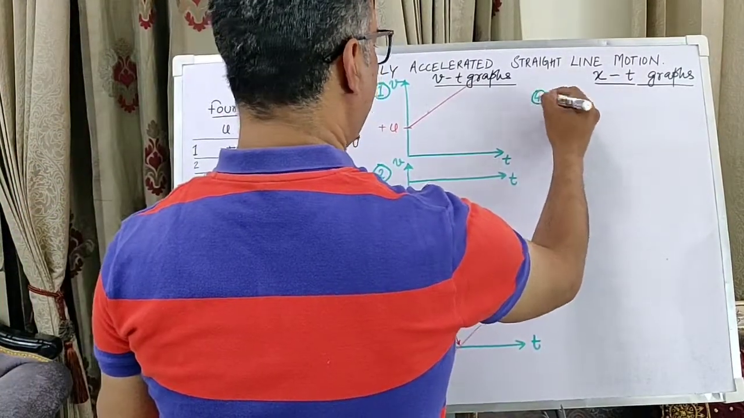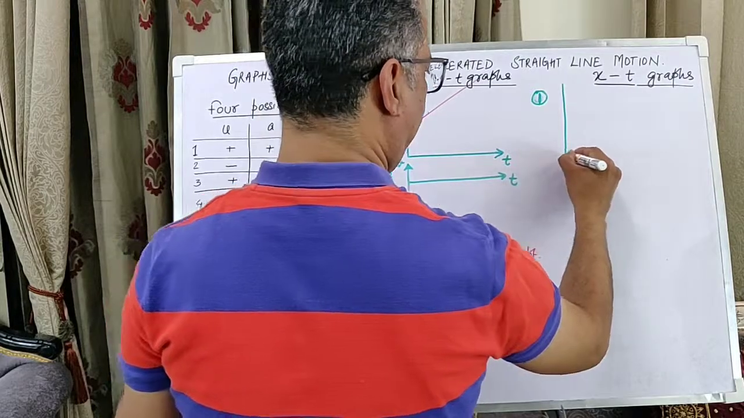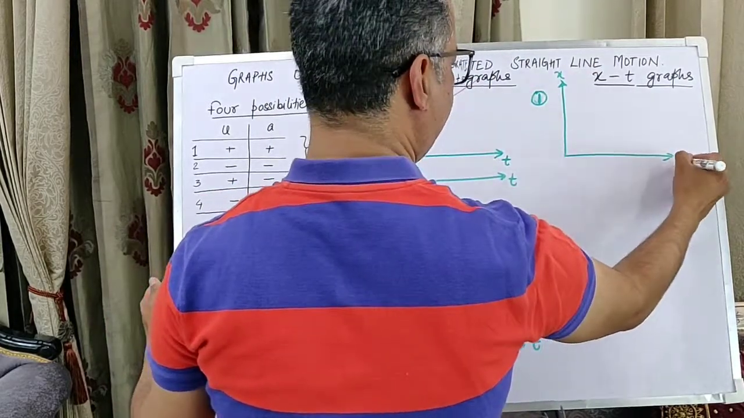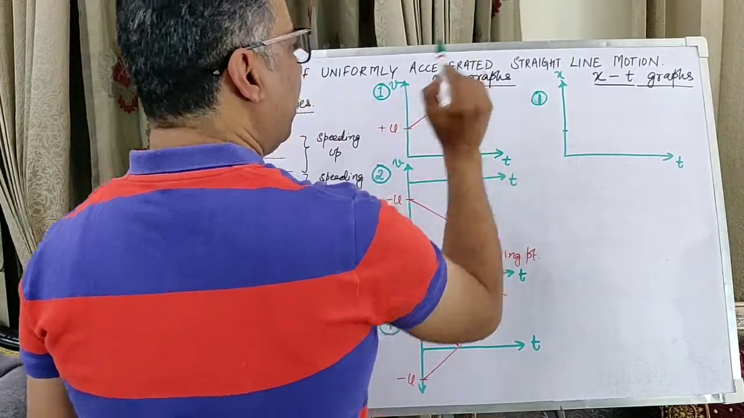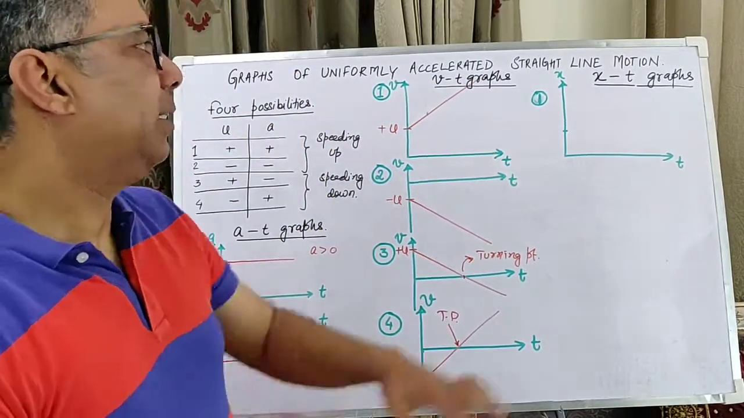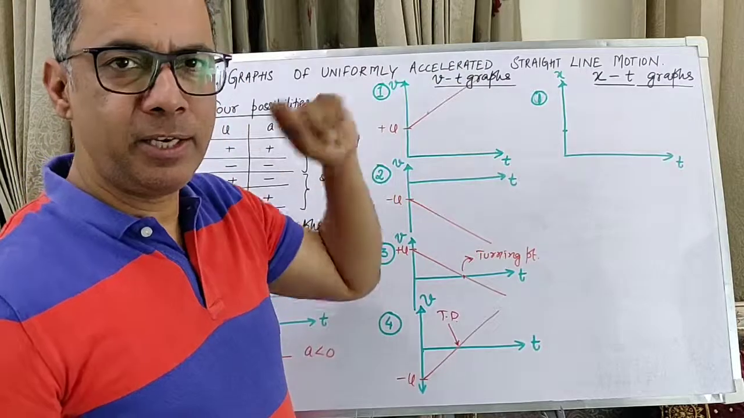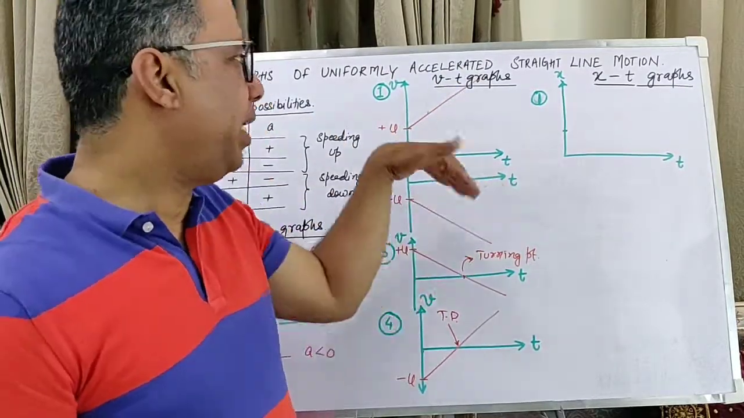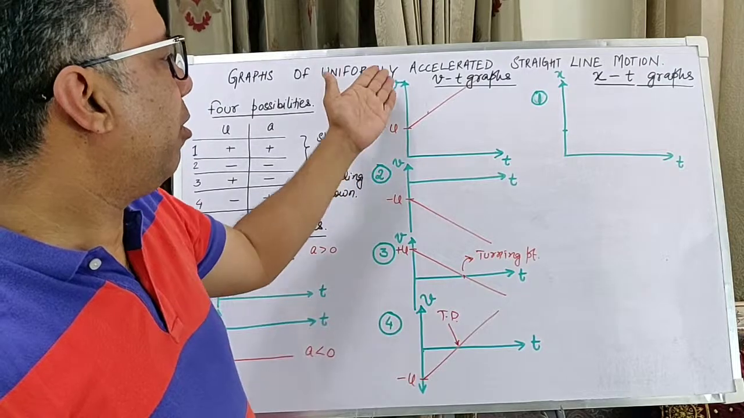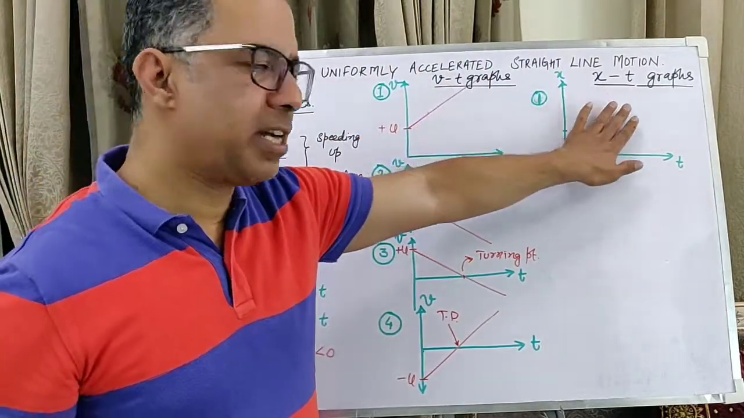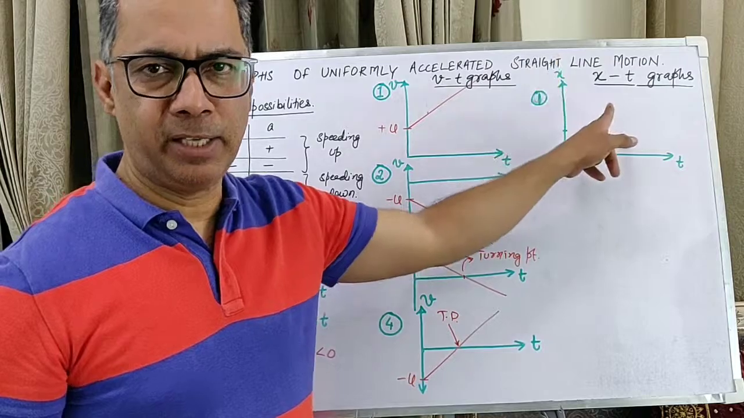So the first case here is this one. X versus t, and we are starting at x naught in all of these. Now you will recall that the slope of the xt graph is velocity. Here velocity has an increasing magnitude. It's a speeding up case. When speed is increasing, the slope of the xt graph is increasing, and the velocity here is positive throughout. So we have a graph with positive slope which is increasing because speed is increasing.